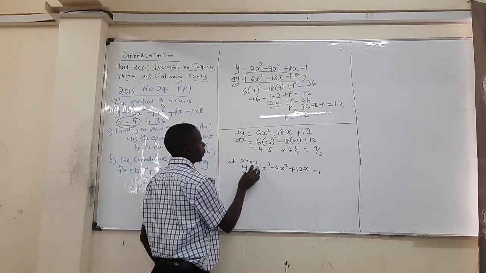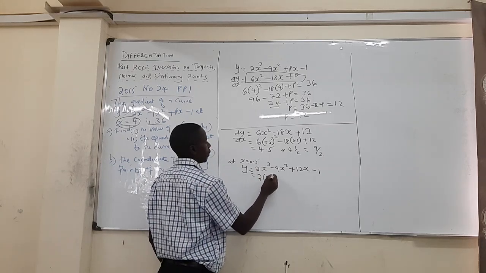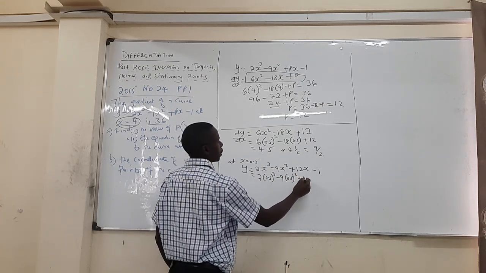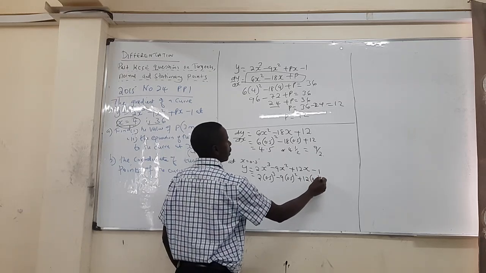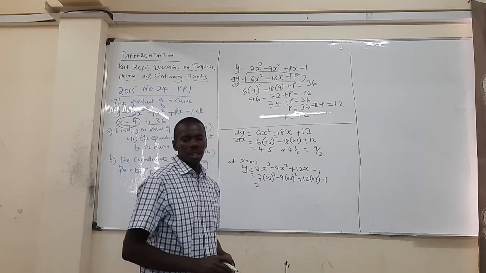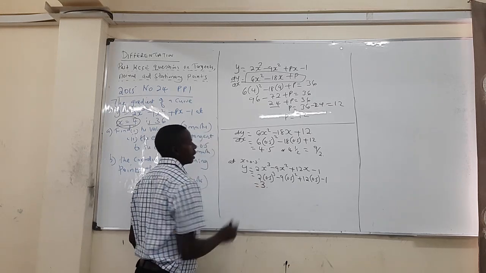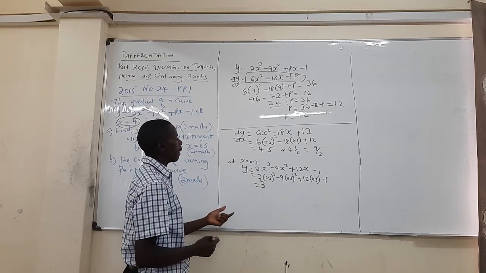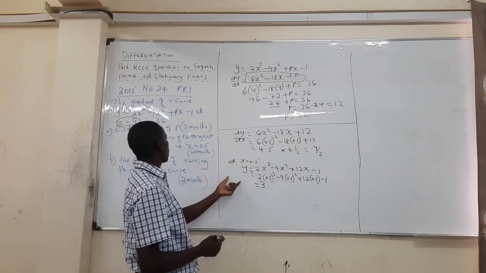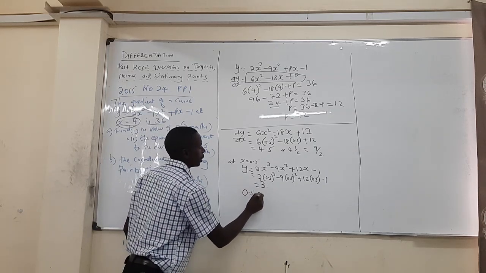We substitute the values of x with 0.5. So 2 times 0.5 cubed minus 9 times 0.5 squared plus 12 times 0.5 minus 1. Once you feed that into the calculator, you get the value of y being 3. So now we can get our equation of the tangent. The coordinate is (0.5, 3).